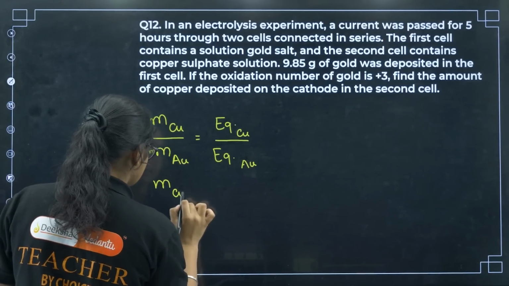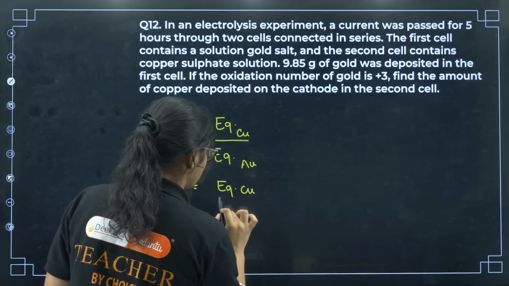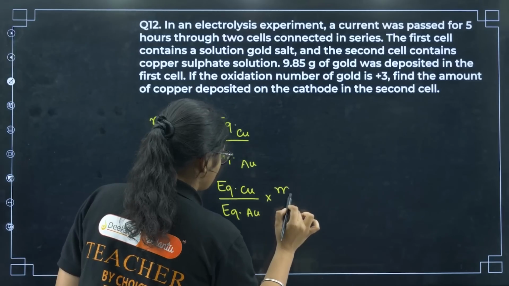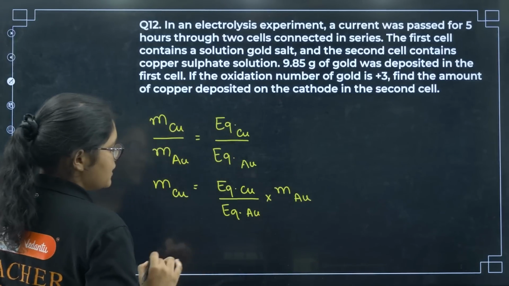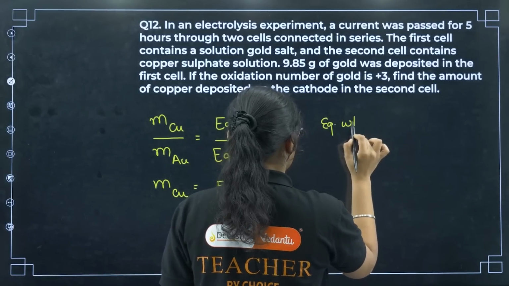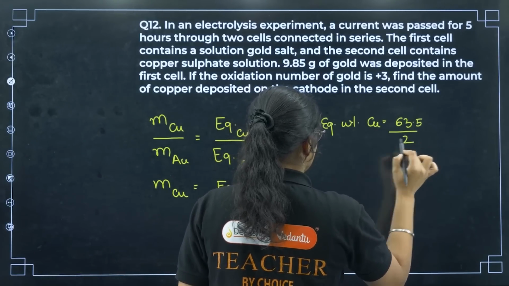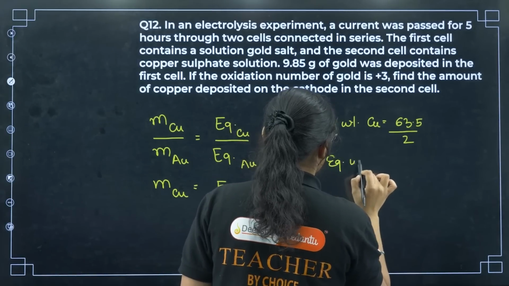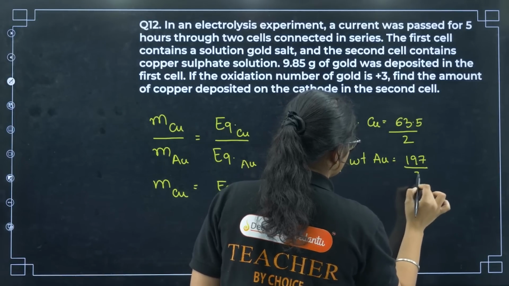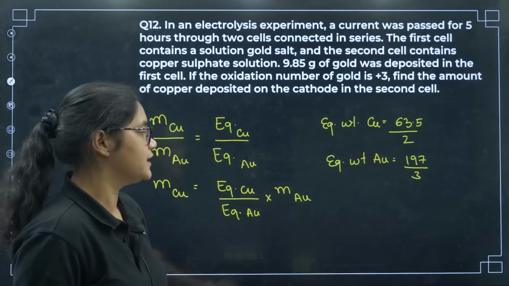Now if I write mass of copper deposited, that will be equal to equivalent weight of copper by equivalent weight of gold into mass of gold. Okay. Now if you remember, what is equivalent weight of copper? Equivalent weight of copper, that is 63.5 divided by 2. Now what is equivalent weight of gold? That is 197 by 3, right? The molar mass divided by the n factor, the charge that is required.